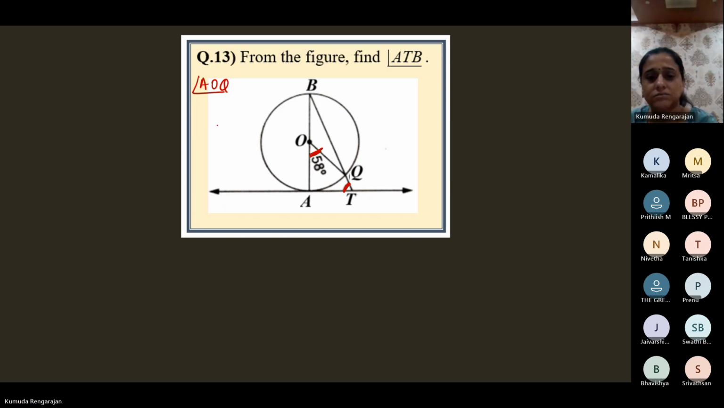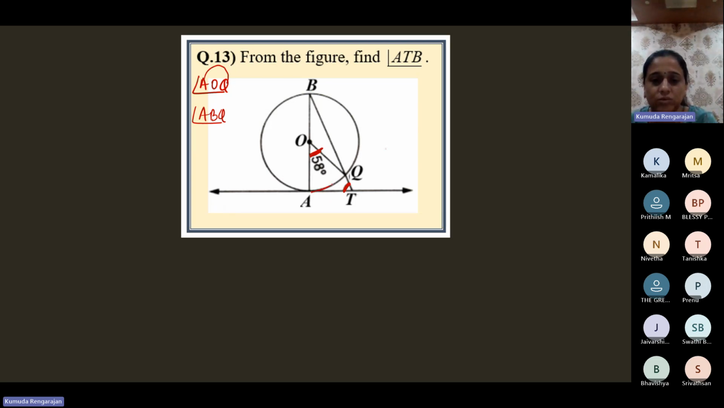Arc AQ. Arc AQ subtends angle AOQ at the center. Now identify an angle made by the same arc on the remaining part of the circumference. Angle ABQ. Very good. B is a point on the remaining part.